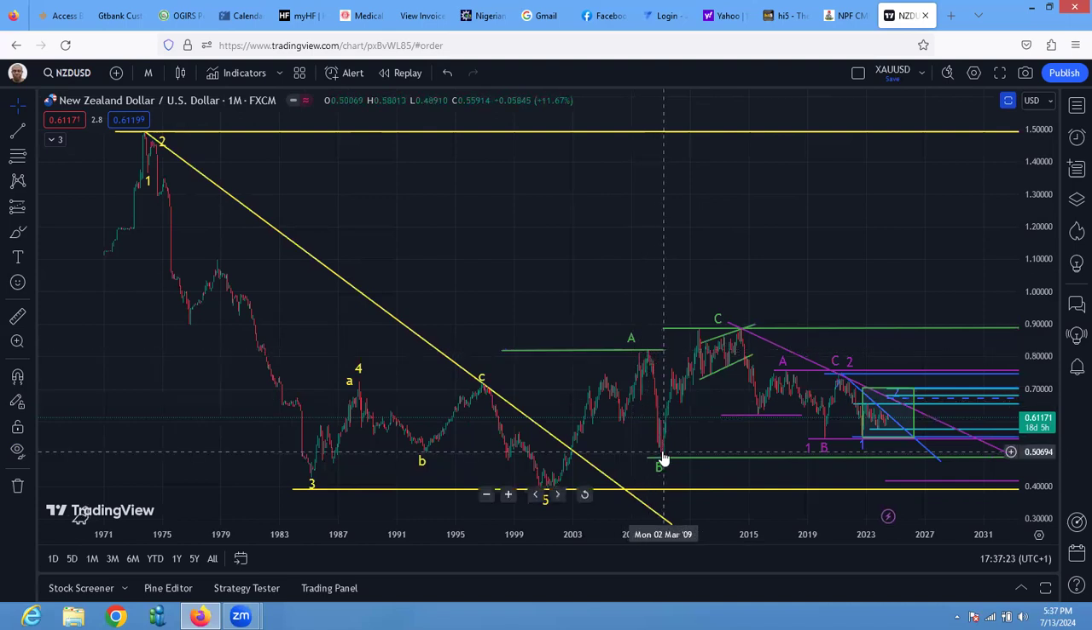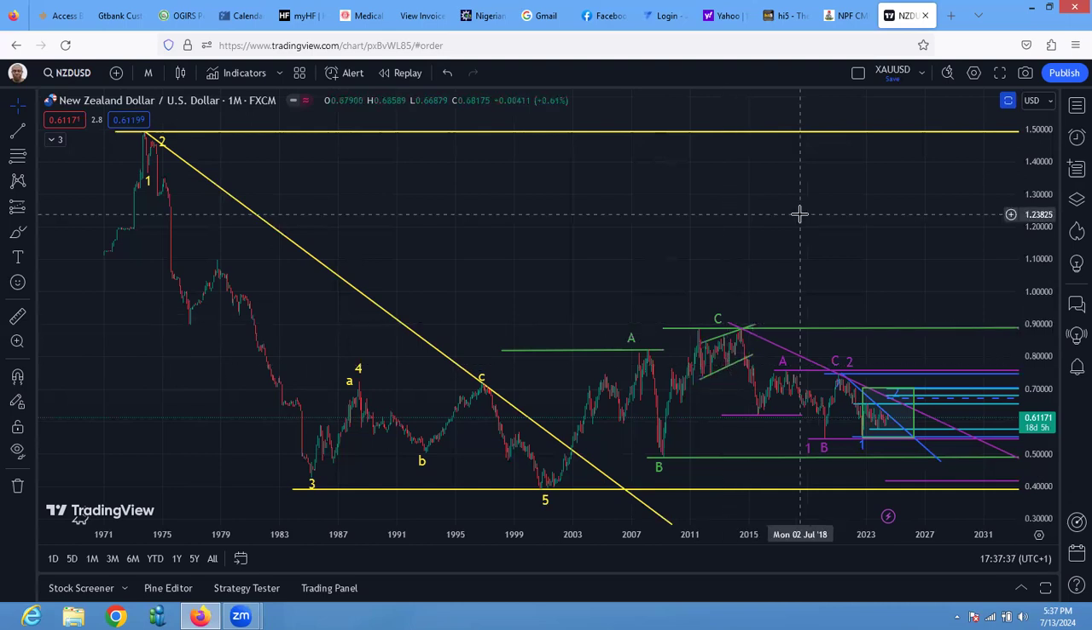B can be anything, and then we have a C, and we can see that this gave us a wedge. It is a wedge here, which signals a change of direction. So we call it a diagonal. So that wedge is a diagonal on the higher time frame.